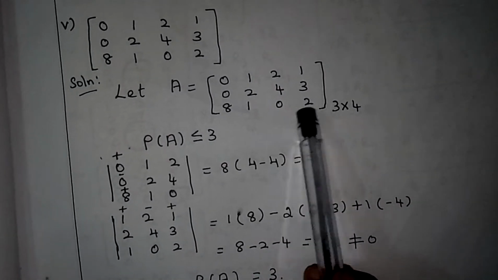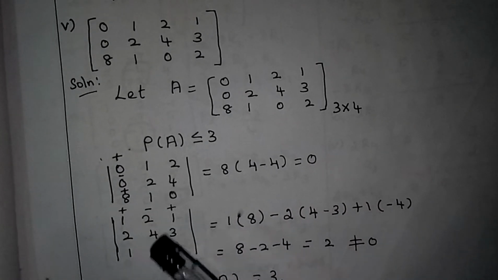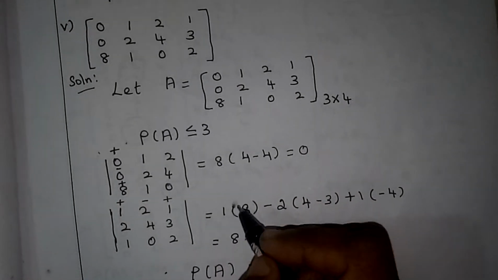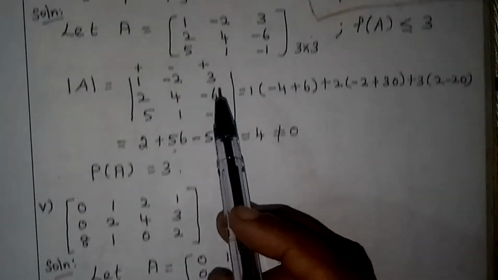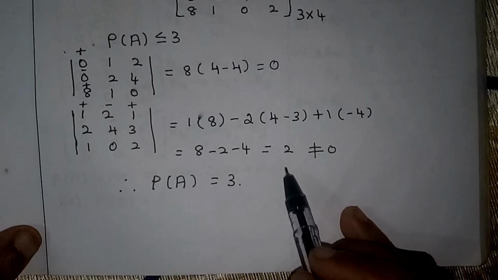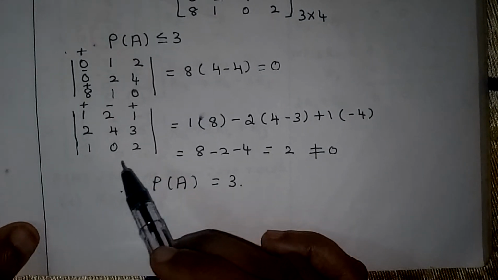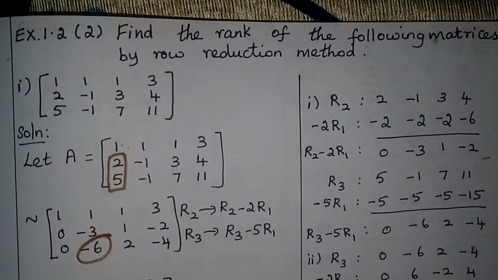Now I am taking the last 3 columns. So like this you will get. You put plus minus plus and you can expand it. I explained here, isn't it? In the previous sum how to expand. So same way if you expand it, you are getting 2. It is a non-zero value. So the rank of A is equal to the order of this, that is 3.